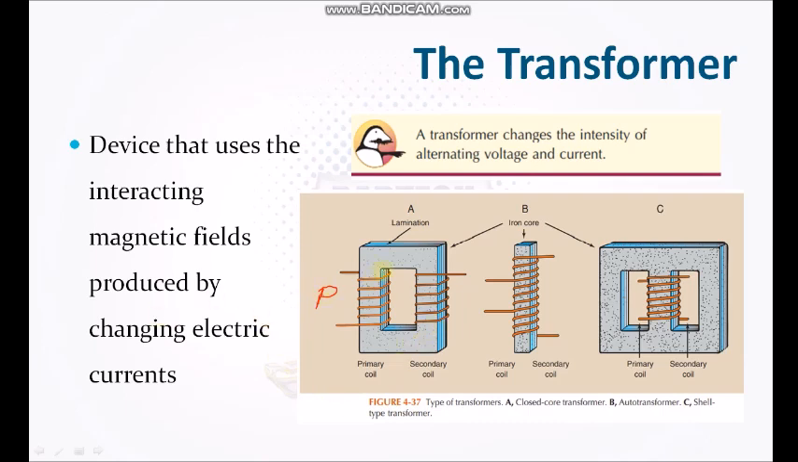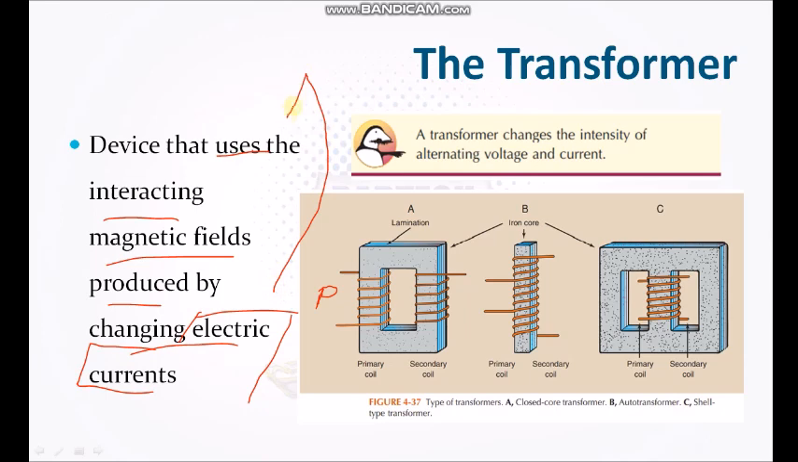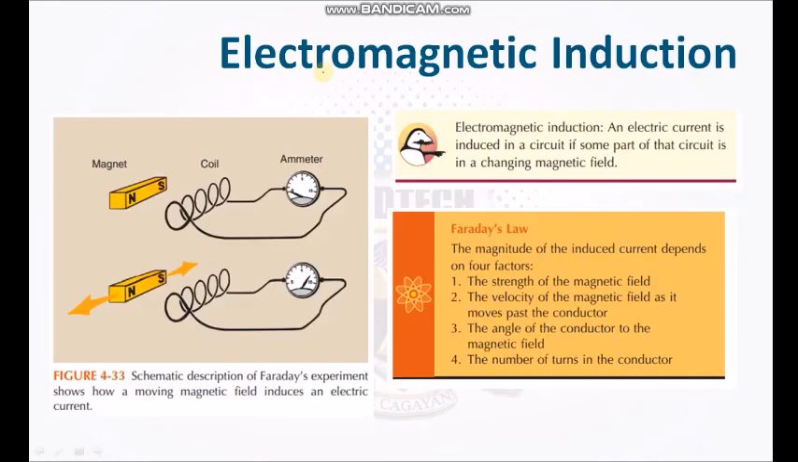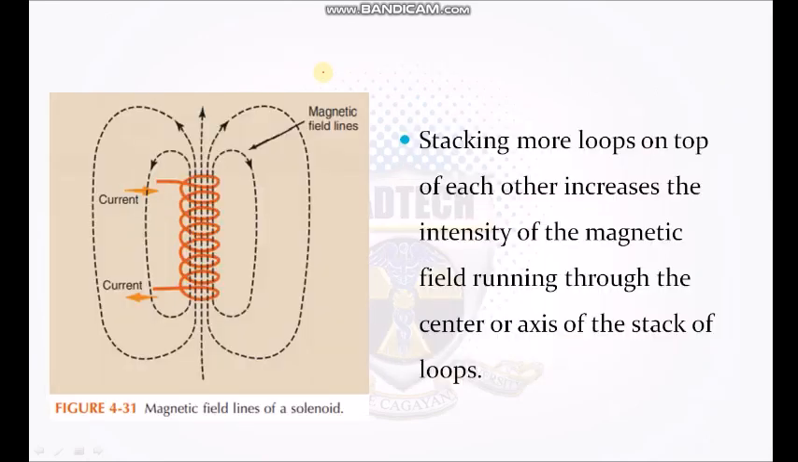So that's why the transformer creates electricity by using interacting magnetic fields produced by changing electric currents. Electric currents here refer to AC, alternating current. So why is it important that we use AC in a transformer? Let's go back to this.